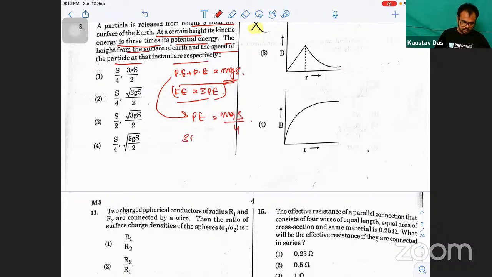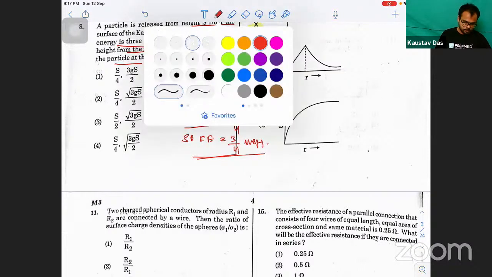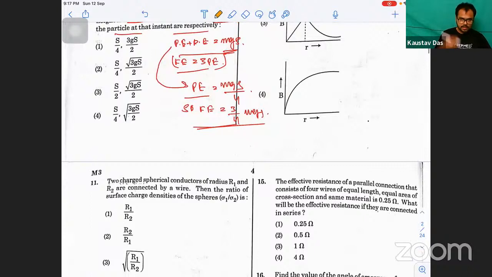And so kinetic energy, you can get this answer as 3 by 4 into mg into s. So this is going to be the potential energy and kinetic energy. Now, if you have to find out the value of the potential energy at that particular height concerned, you can write down mgh. This is our desired height, which you are going to calculate, and that is going to be your mgs divided by 4. And so from there, the value of h you can get as s divided by 4, which we have in option number 1, 2, and 4.